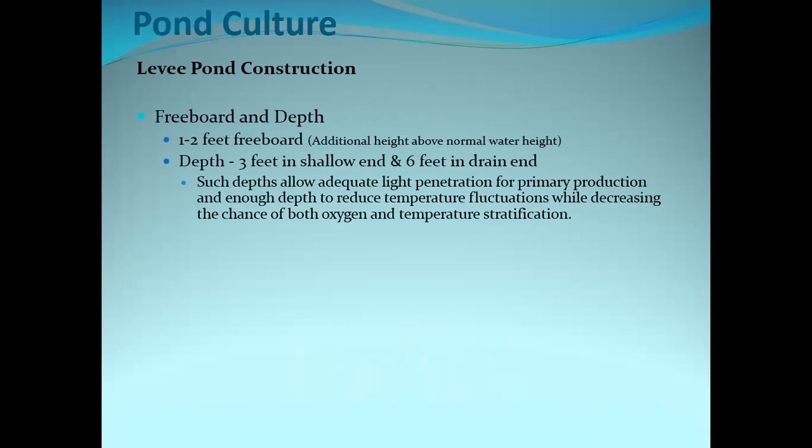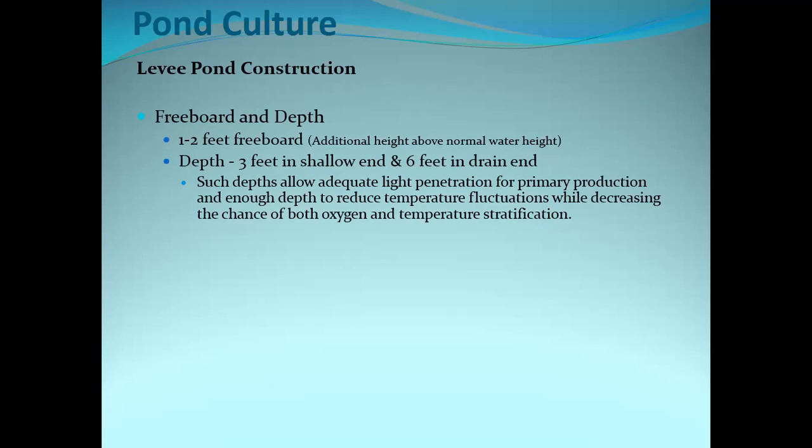With ponds, they want to have about 1 to 2 feet of freeboard. The depth is 3 feet in the shallow end and 6 feet in the drain end. That's typically the depth of the water in the pond. Such depth allows for adequate light penetration for primary production and enough depth to reduce temperature fluctuations, while decreasing the chance of both oxygen and temperature stratification.